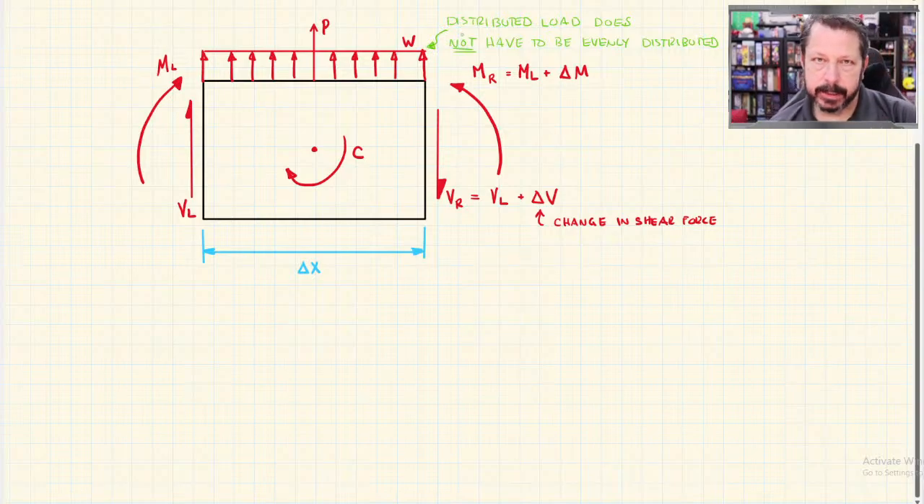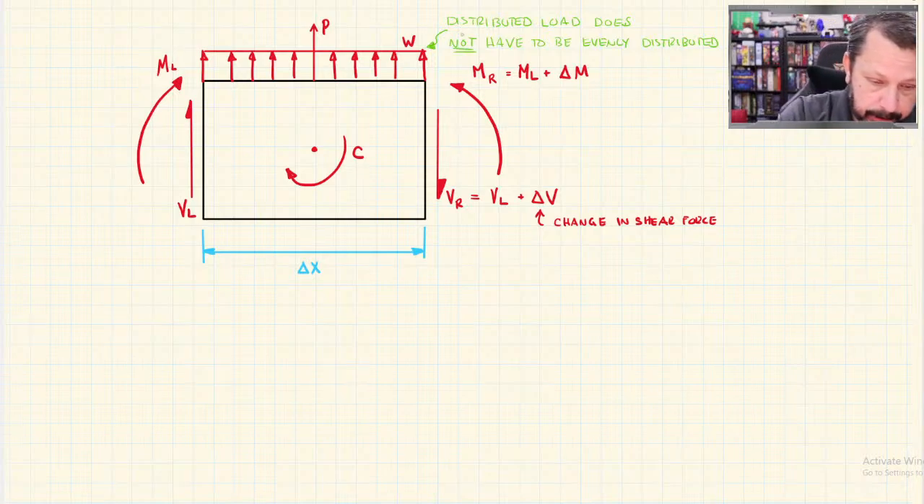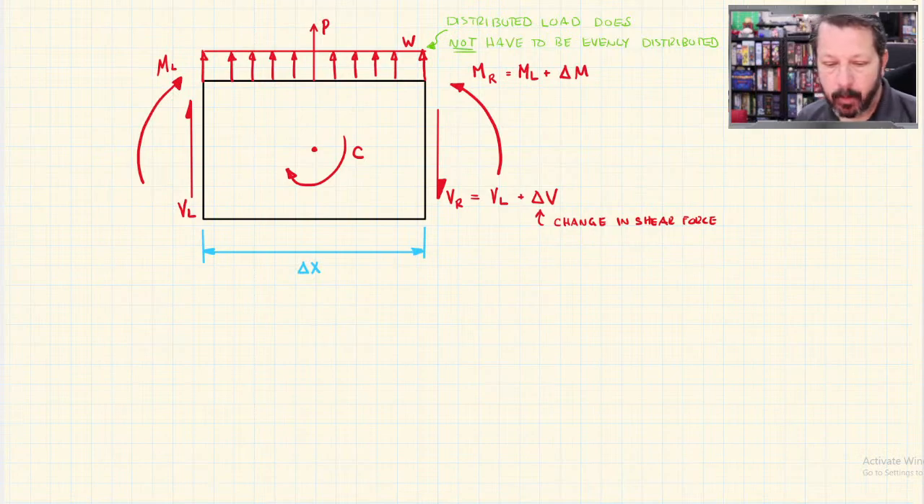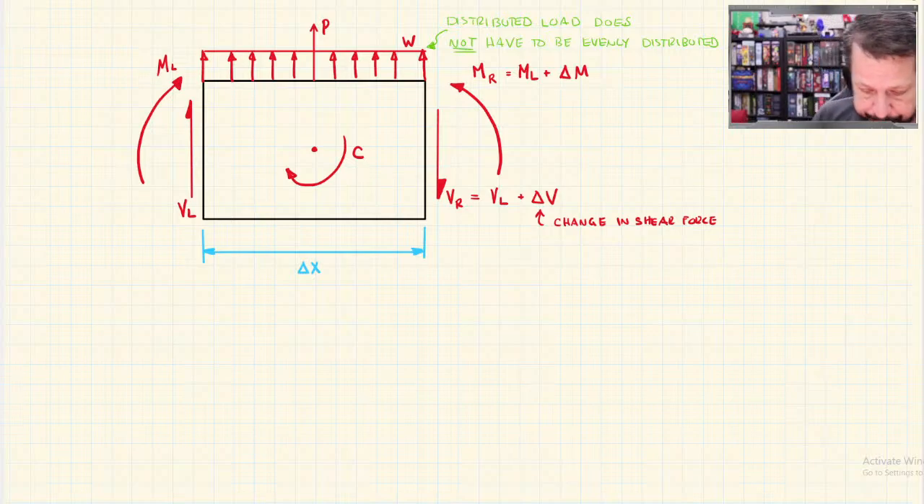Okay, it doesn't have to be evenly distributed. It's just that that's what I drew. Okay, so let's take and add all the forces in the y direction.